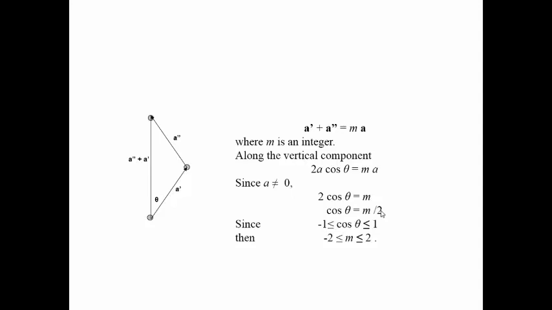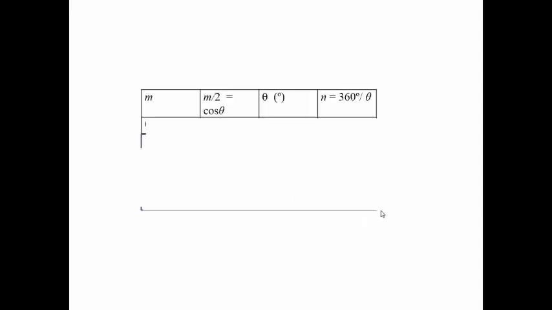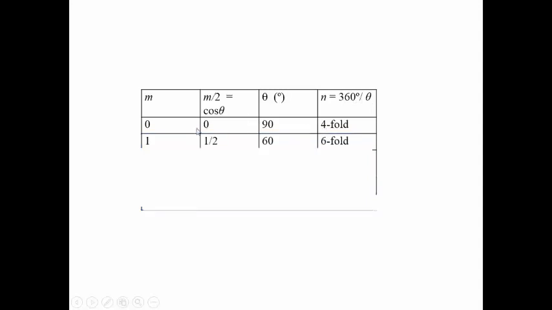There aren't many integers between them, so let's write them all out. M could be 0, and in that case m over 2 is 0. That's equal to cosine theta, which means theta is equal to 90 degrees, and 90 into 360 gives me 4, or a fourfold. Let's examine some of the other examples. If m is equal to 1, m over 2 is a half, theta is going to be 60 degrees, and 60 into 360 gives me a sixfold.